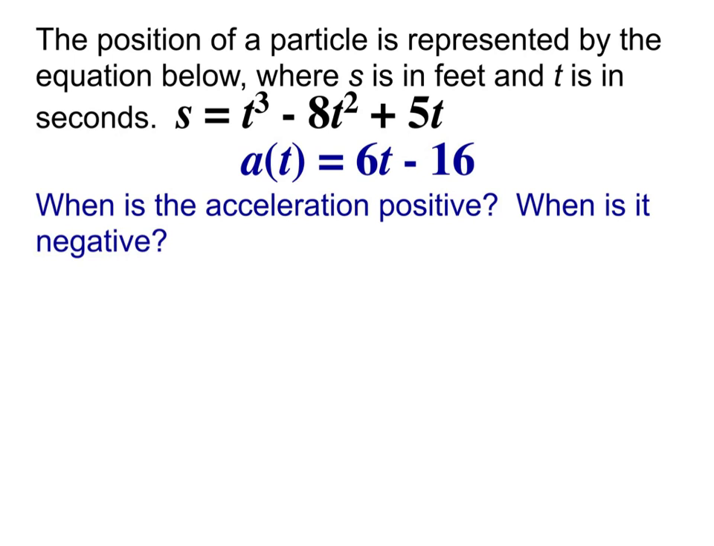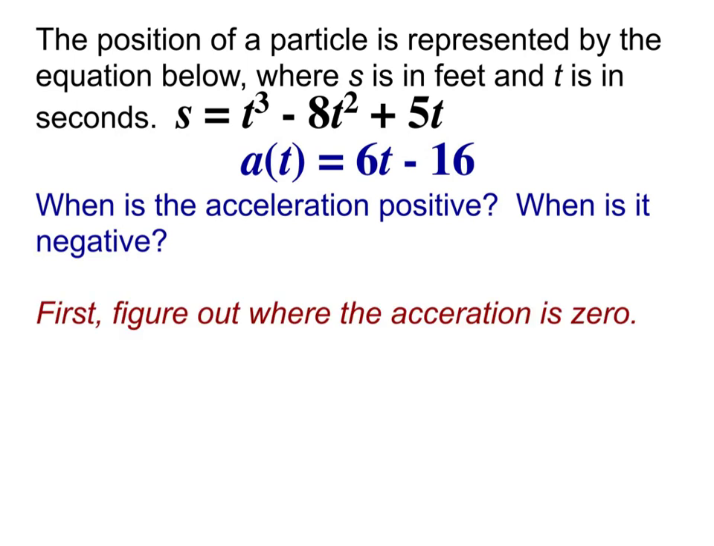Oh, I know what to do. Now, remember yesterday, we talked a little bit about when the velocity is positive and negative. And you may recall that in order to do that, we figured out when the velocity was 0. And then we were able to figure out, okay, is it positive or negative on each side of those zeros? Well, in this case, we could start the same way. First, figure out where this acceleration is equal to 0. So please find that value right now.